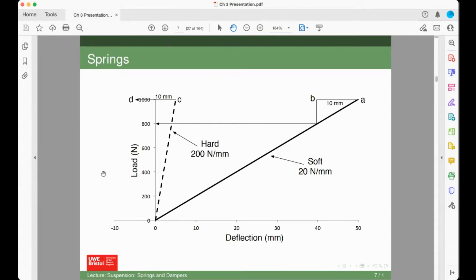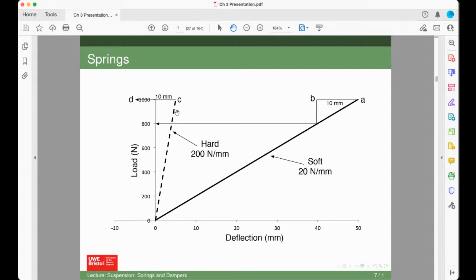Okay, so like I said, if you pass over a depression of depth 10 millimeters for the soft spring, what happens is the 10 millimeters drops the deflection down, but you've still got 800 newtons of load going through the tyre. So the tyre is still being pressed into the road, because with a soft spring you're still generating 800 newtons of load.